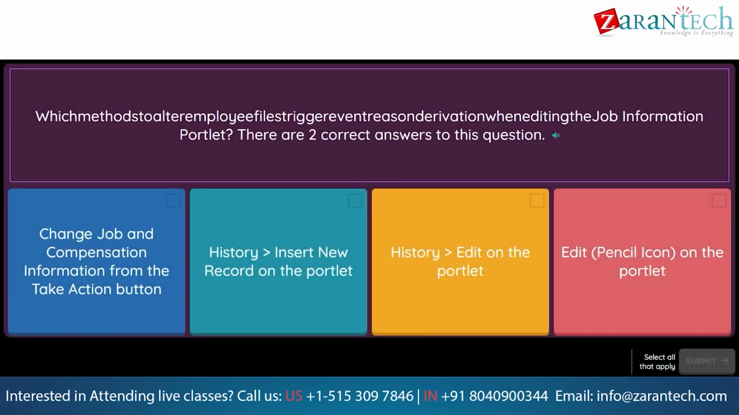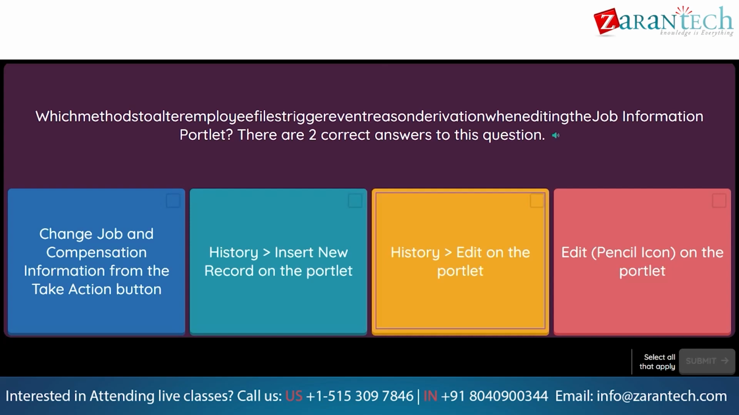Question: which methods of editing the employee files trigger entries on derivation when editing the job information portlet? There are 2 correct answers to this question. Option 1, change job and compensation information from the Take Action button. Option 2, history, insert new record on the portlet. Option 3, history, edit on the portlet. Option 4, edit, pencil icon, on the portlet.